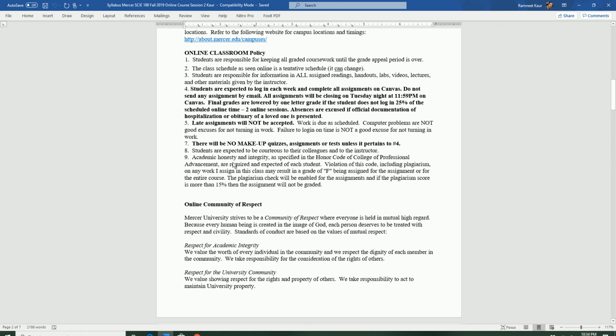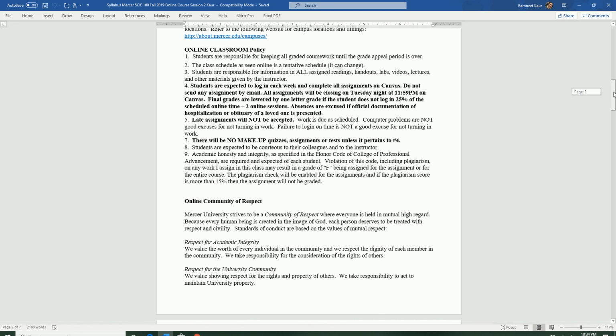Okay, then academic honesty and integrity. Basically, there will be daily assignments, so please do not plagiarize anything. Plagiarism software will be enabled, so please do not cut and paste things and just make your assignment. You basically need to write in your own words. There are various policies, you can go over them. If you plagiarize, you get an F grade in the class or in the assignment.